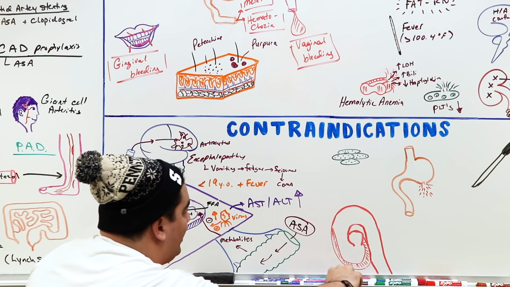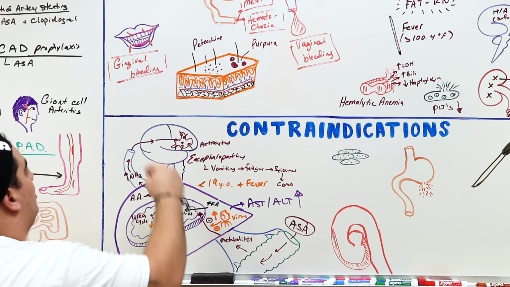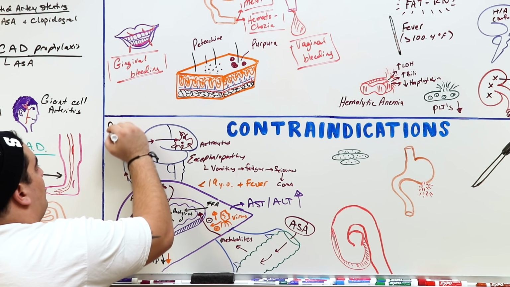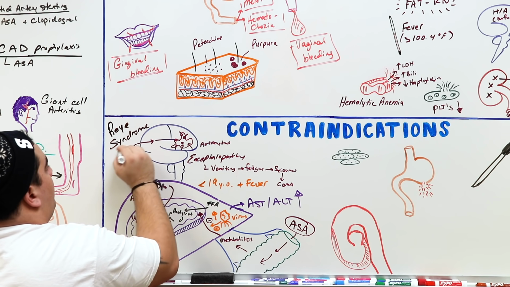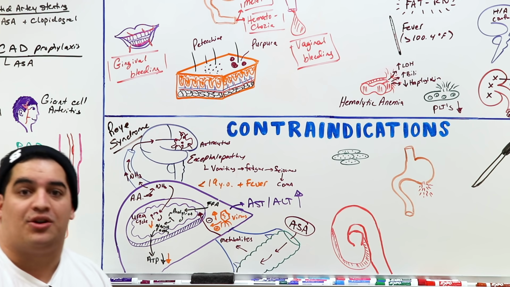So this is a contraindication. You do not give somebody who is less than 19 with a febrile illness aspirin. Okay, that's one of the contraindications.